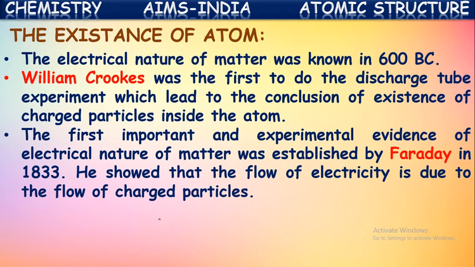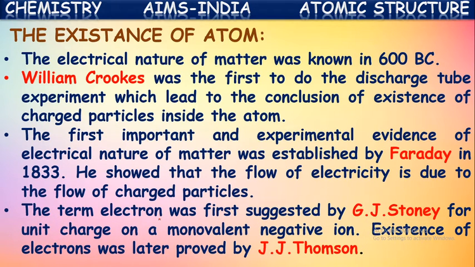The first important experimental evidence of electrical nature of matter was established by Michael Faraday in 1833. So the electrical nature of matter was established for the first time by Michael Faraday in around 1833. He proved the electrical nature of matter. He showed that the flow of electricity through matter is due to the flow of charged particles through the matter. So he observed the flow of electricity through the matter and identified that this flow is because of the flow of charged particles inside the matter. So this also proves the existence of charged particles inside the atom. So this was done by Michael Faraday.